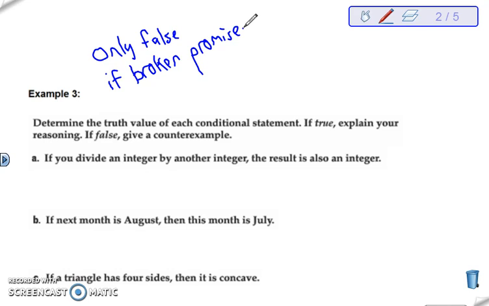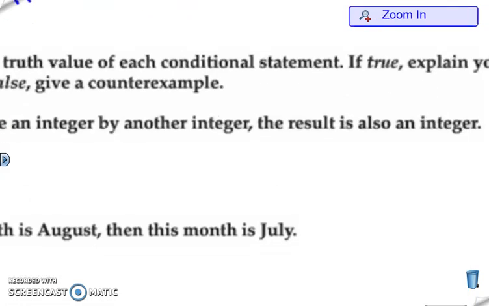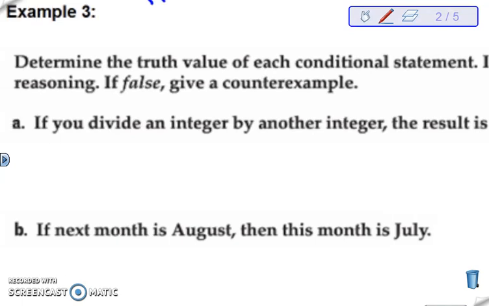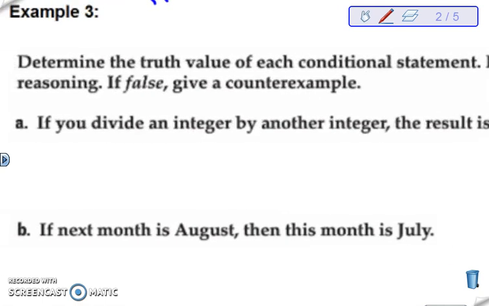If, on the other hand, the first part of the sentence was completely false, then it doesn't matter what the rest is, because I wasn't starting with an accurate promise. Or another way to think of it is, if the first part of the promise is false, then it doesn't really matter what's happening with the rest, because we're starting on false ground. So, if you divide an integer by another integer, the result is also an integer. Well, let's test that out.